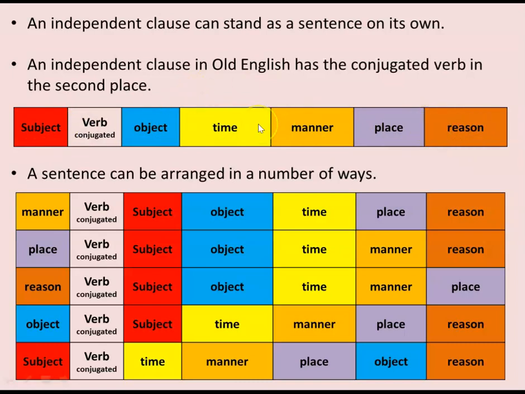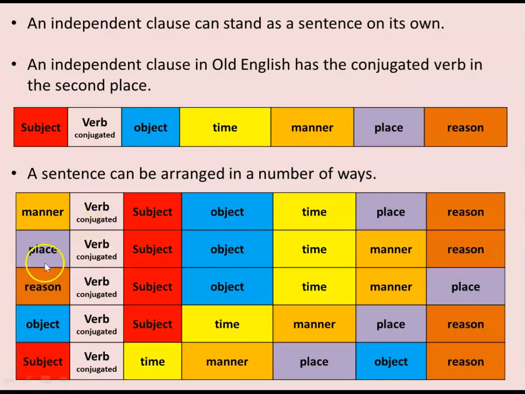Now these can change place. For instance, we may want to emphasize the manner in which something occurred. And so in our sentence, we can place the manner first. But that means the subject is then shifted to third place because the verb must always remain in the second place. Like all Germanic languages, Old English and Modern English are a verb second language. And so that pushes, in this case, if we want to emphasize the manner by placing that first, the subject is then shifted from first place over here to third place, displacing everything else along the way.